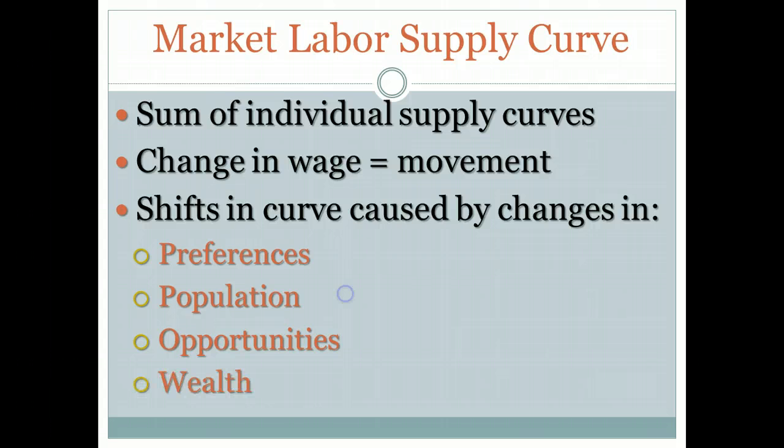And then also changes in wealth may have an impact. For example, in the opposite direction, teenagers who have families with an increase in income may feel like they don't need to work as much during the summer because their parents are able to pay for the things that they want. And so we may actually see the market labor supply curve shift not to the right but to the left when people feel wealthier.